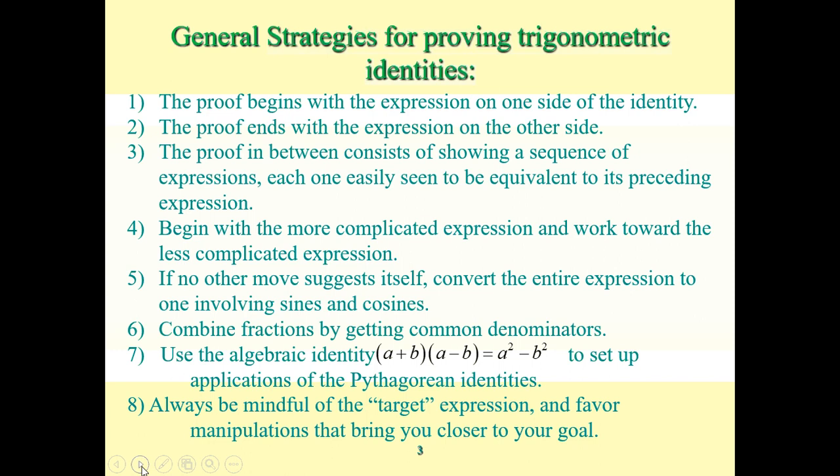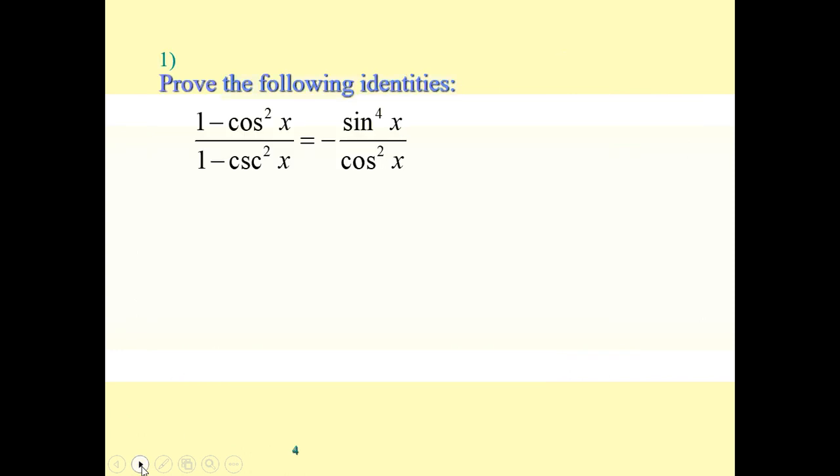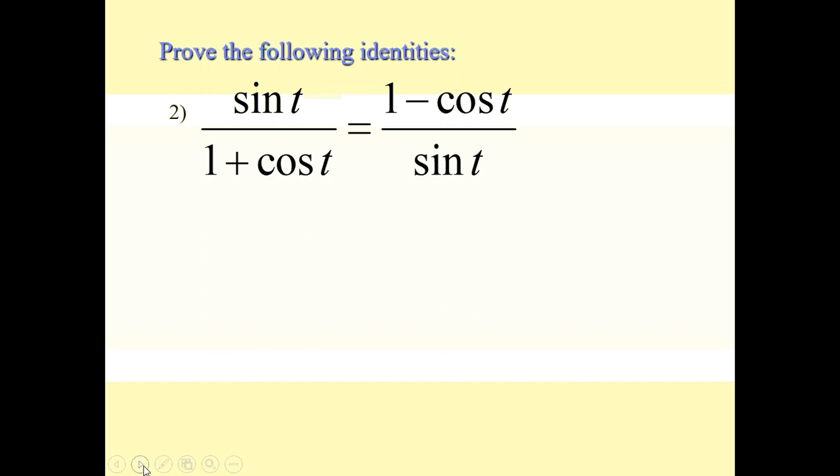Begin with the more complicated expression, work towards the other side. If you aren't sure, convert the entire expression to sines and cosines. Be careful about making common denominators, factoring, and always be mindful of what it is you're trying to accomplish in this proof. I'm trying to turn this into that, so think about steps that get you there, okay? And that's really the focus of our video today: what do I do when I'm not sure what to do, okay? So I'm going to skip past number one here because we already did this one in our last notes.